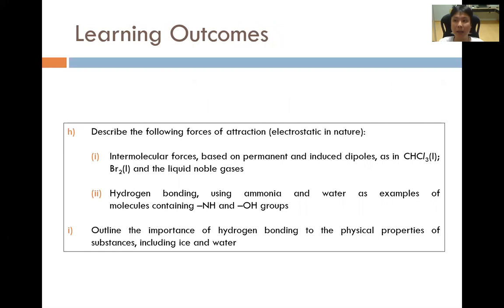Okay, I hope that having gone through these questions, you are now more confident in applying the concepts that we learned in the previous lecture to answering questions addressed to these 2 learning outcomes.